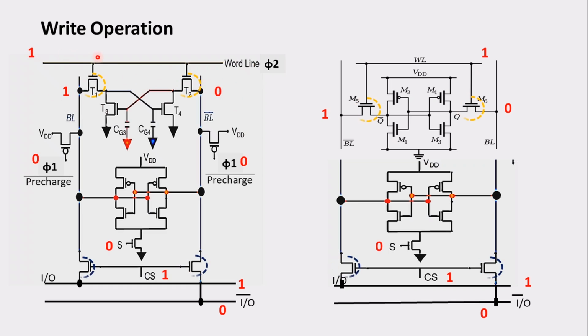Since we have made this write operation word line 1 in synchronization with phi 2, these transistors, transistor T1 and T2, here transistor M5 and M6, are going to be turned on, a closed switch. Again it is a closed switch, and since 0 is present over here, this capacitor CG3 is going to be discharged to ground, and since 1 is applied over here and it is connected to CG4, it is going to be charged to VDD.